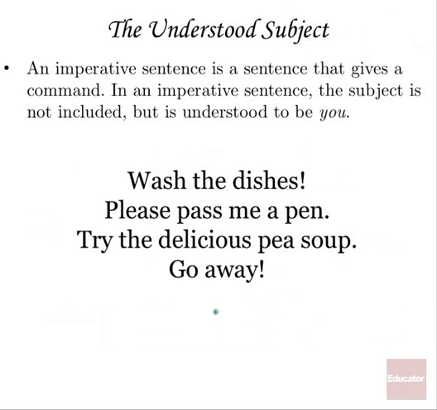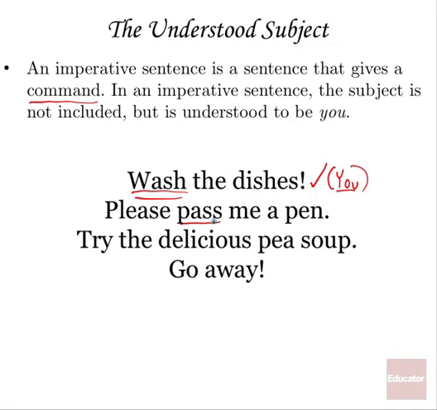Now, the understood subject is used in a particular mood of sentence called the imperative. An imperative sentence is a sentence that gives a command. It gives an order. In an imperative sentence, the subject is not included. There is no word that you can mark as the subject, but it is understood that the subject is you, the person being addressed. You're the one being told to perform the action, whatever it is. So if someone tells you, wash the dishes, the verb is wash and it is suggested and implied that the subject is you. You wash the dishes.